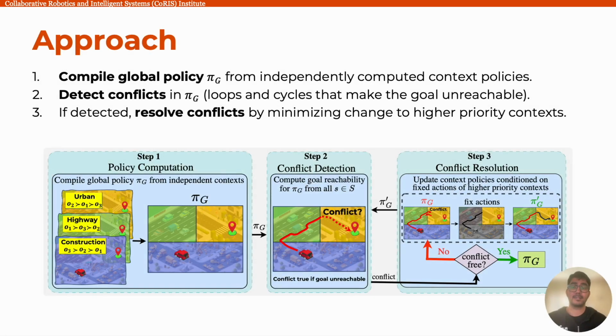So our approach has three main steps that are also shown in this figure below. In the first step, we compile a global policy from independently computed context policies, and in the next step, we check if there are any conflicts in this policy. Conflicts are loops or cycles that make the goal unreachable. If there are any conflicts detected, then in the next step, we try to resolve them by updating the policy of lower priority partitions, mainly with the aim that the operation in higher priority partitions is preserved.